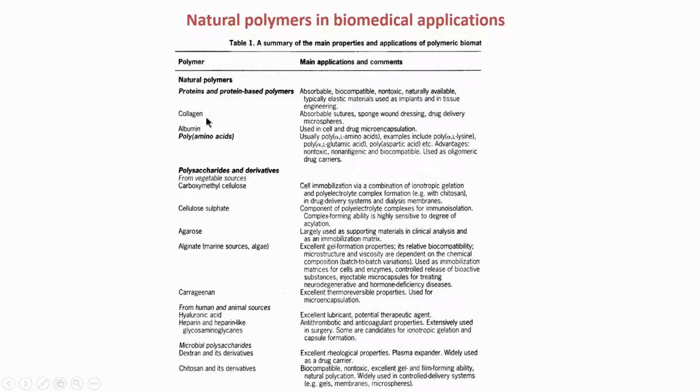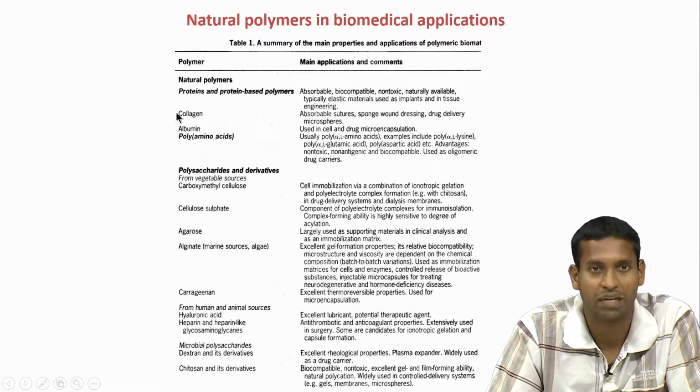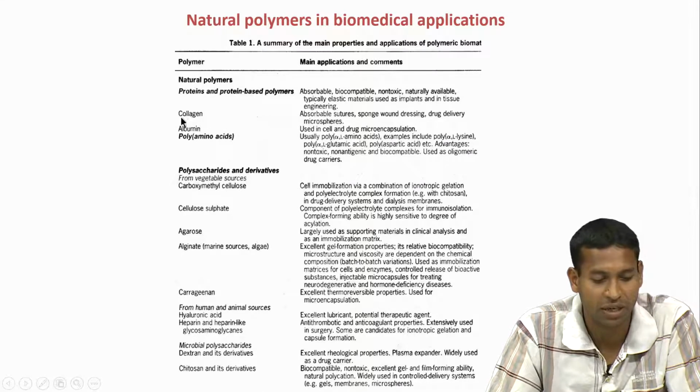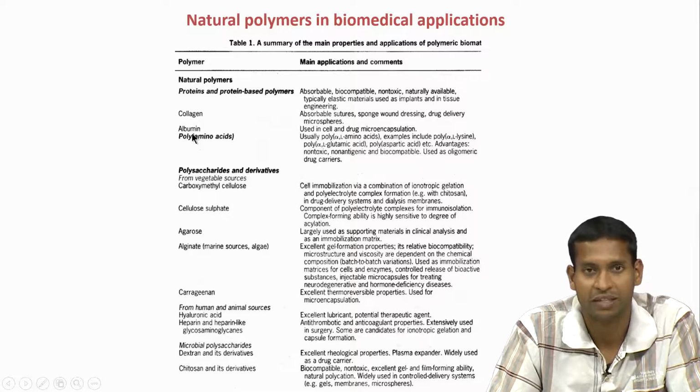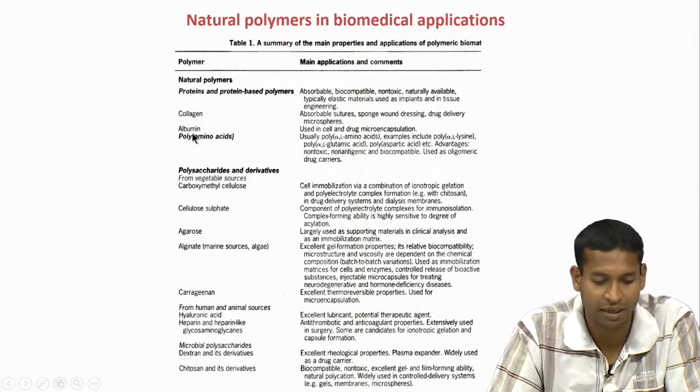in tissue engineering. An example of the proteins is collagen, which is one of the most abundant proteins present in the body. This is a structural protein and very widely used in tissue engineering. Another is albumin. This is another protein that circulates through our blood, and again very widely used.